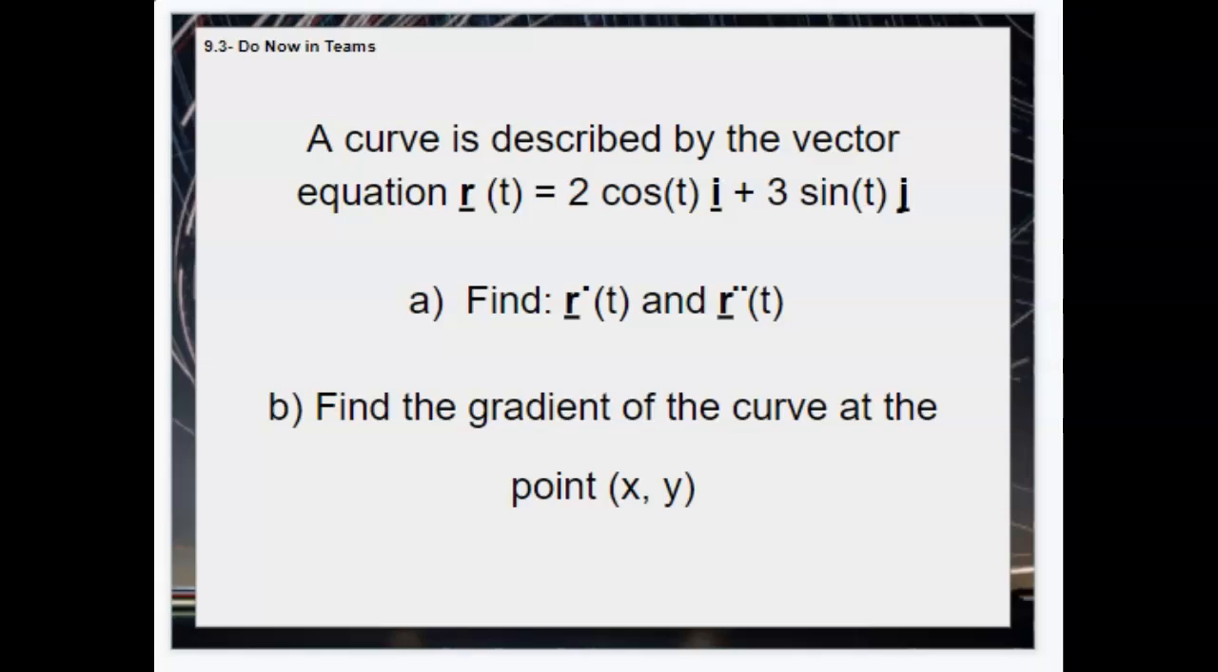For part A, it talks about r dot, so the first derivative with respect to time, and r double dot, the second derivative with respect to time. Have a go at that, and then we'll go through it in a second.